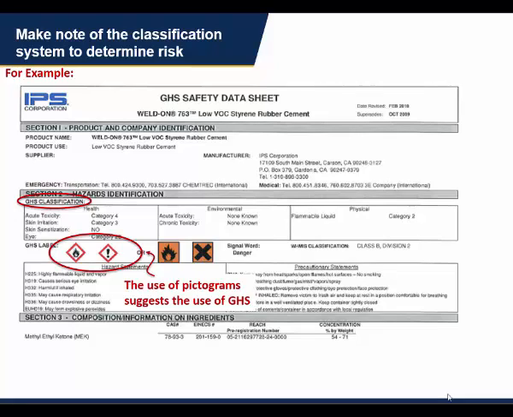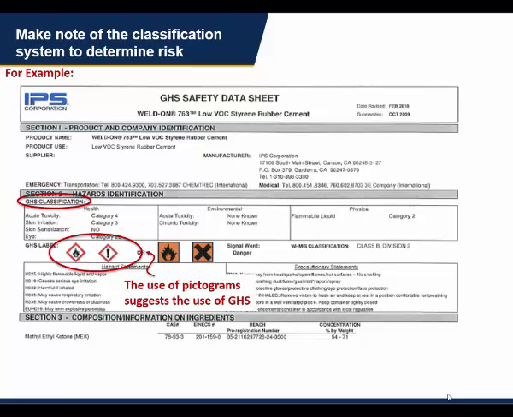It's also the system that's used essentially by the rest of the world other than the United States. And you can see here that there are hazard classifications in health, environmental, physical. So, for example, this is a flammable liquid, category 2, and has a couple of acute toxicity, category 4s. You'll be able to pick out a GHS label because they use pictograms, and we'll talk a little bit more about pictograms in a minute.